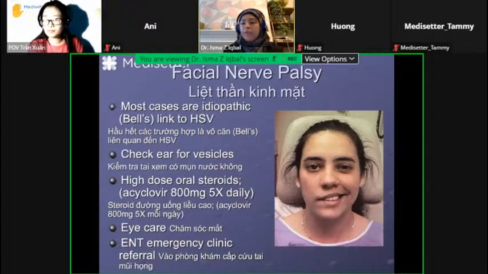If they have an upper facial nerve weakness, then you must think about central causes such as a stroke.